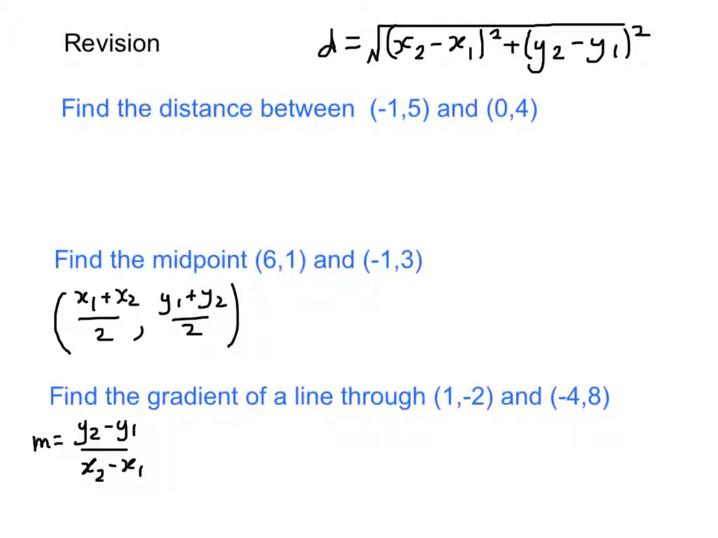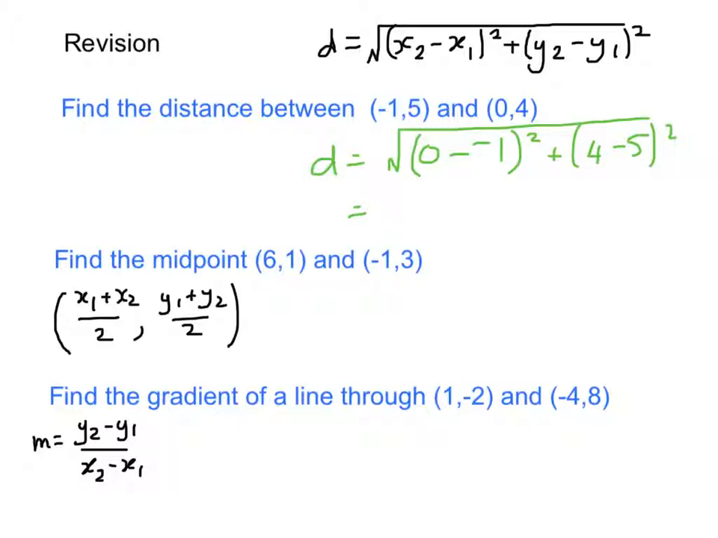Let's do pen. D equals the square root of 0 minus negative 1 squared plus 4 minus 5 squared, equals the square root of 1 plus 1, which equals the square root of 2.